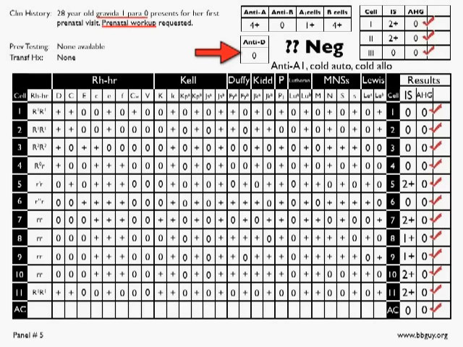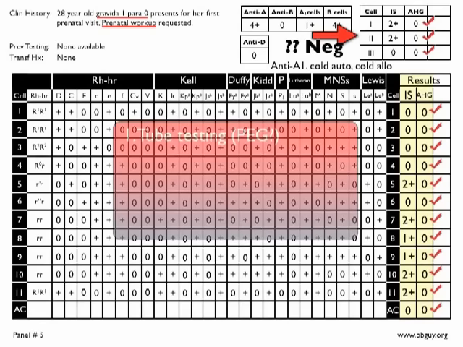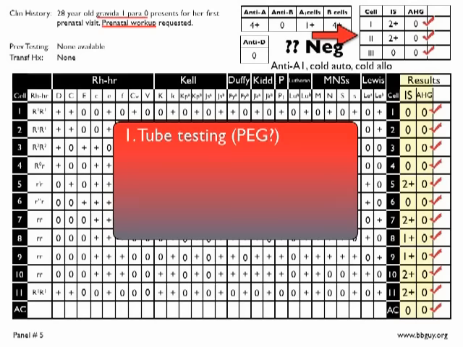Looking at the antibody screen itself, you see we only have room temperature reactivity at immediate spin for cells 1 and 2. And let's go on and look down at the panel. Again, you've already done this, I know. We can say a couple things. It's tube testing. It could be PEG because there's no 37 degree read, but it isn't necessarily PEG enhancement. It could be LIS. It could be albumin.